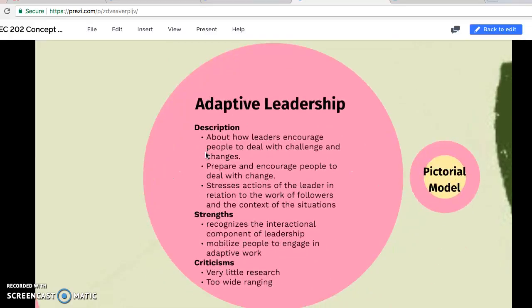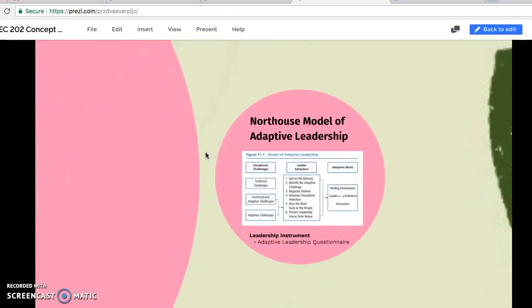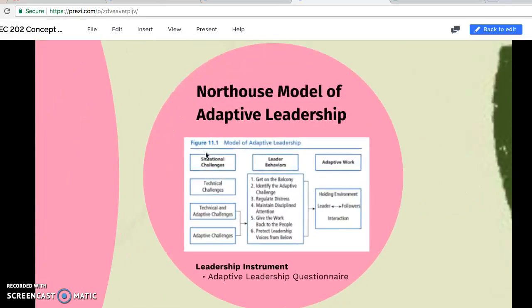Next is adaptive leadership. It's about how leaders encourage people to deal with challenges and changes and prepare them to deal with that change. It stresses the actions of the leader in relation to the work of followers and the context of the situation. This is the pictorial model of adaptive leadership showing technical and adaptive challenges. Adaptive leaders help their followers deal with the adaptive challenges.